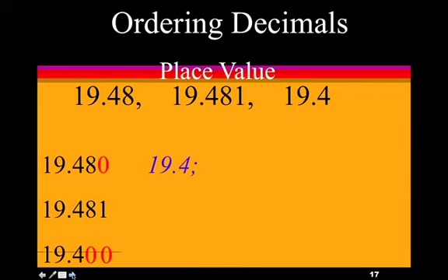Let's continue comparing. I cross that out and I compare my last column, my thousandths column. I see that I have a 0 and I have a 1. 0 is less than 1, so therefore this is my next number, 19.48 in its original form. I cross it out, and finally I write 19.481 as my greatest number, and I cross it out.